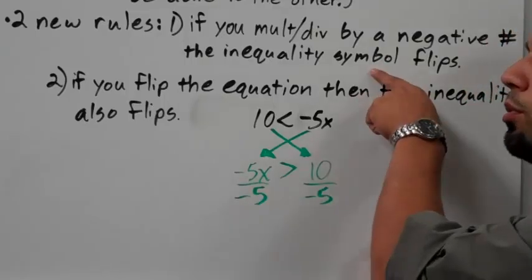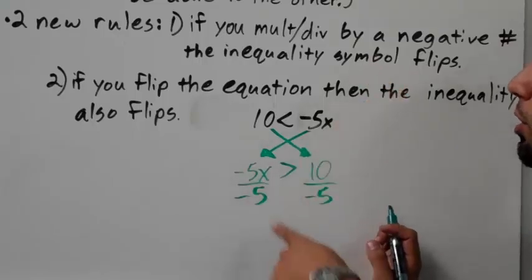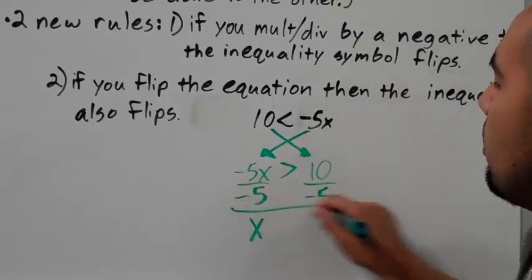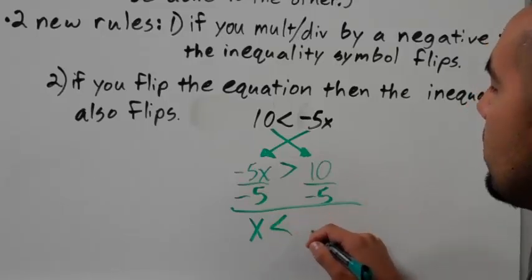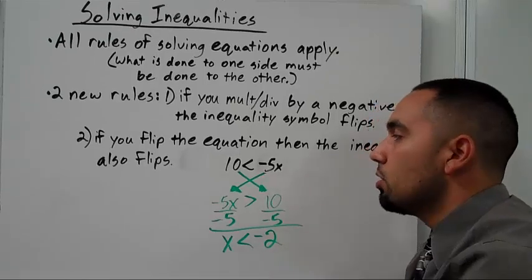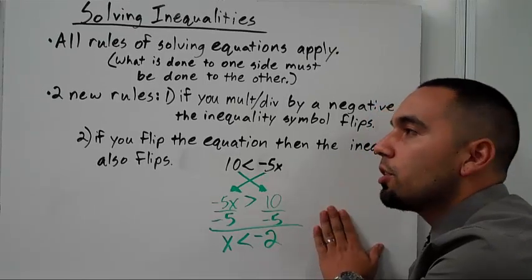Well, now I just did rule number 1, which says that if I multiply or divide by a negative number, I have to flip my sign. So again, my sign's going to flip, and I'll get my answer. Okay, so these rules are very, very important. You have to watch out for them.